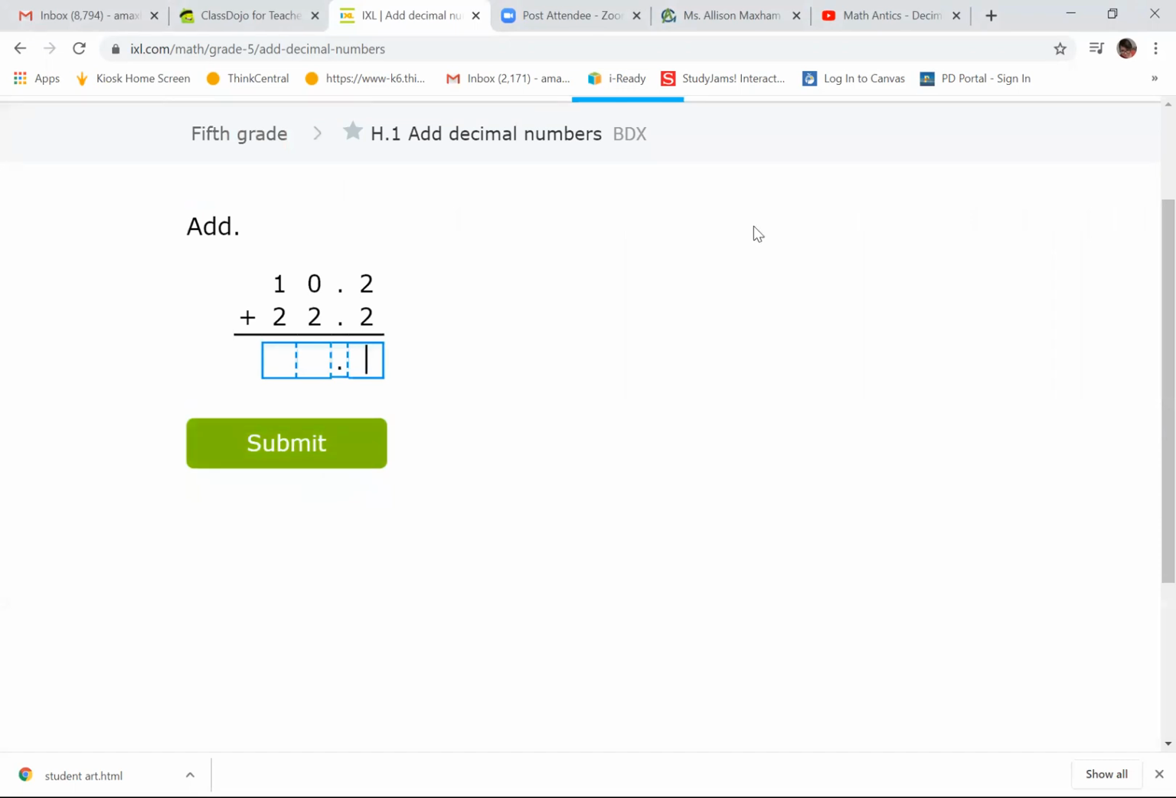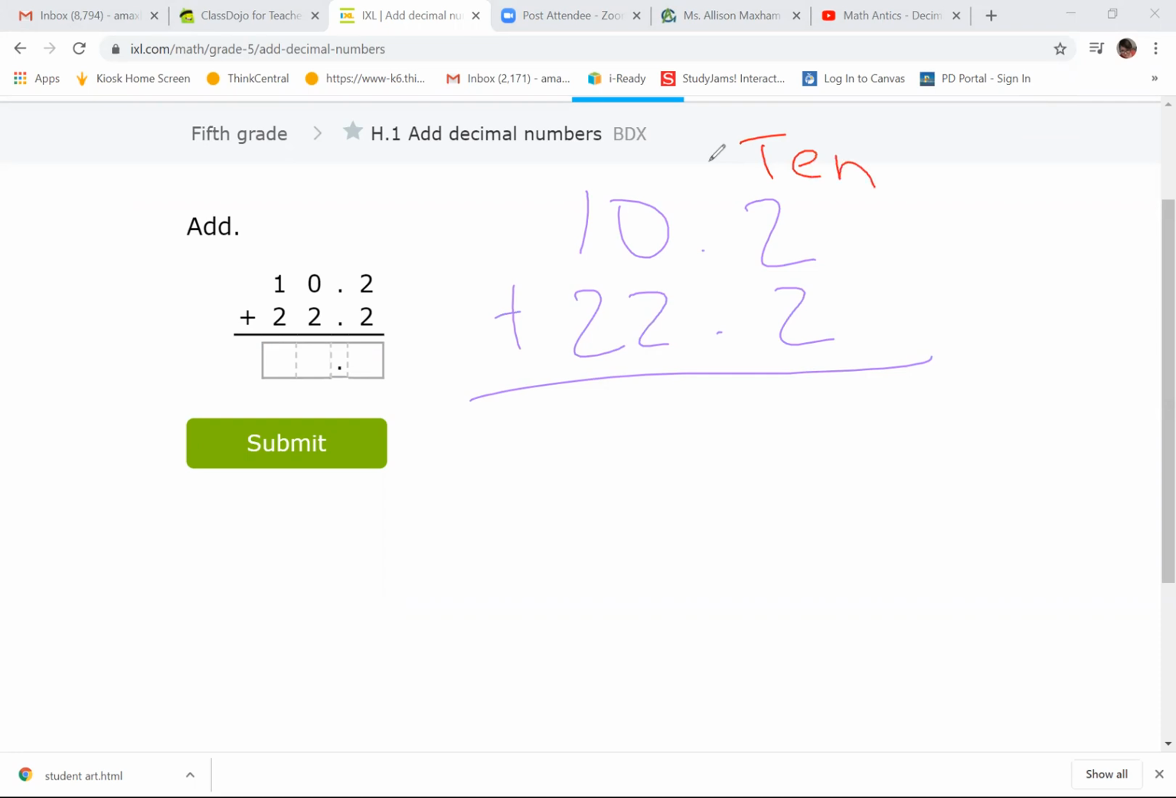All right, now we're getting to some good ones. These are a little bit more challenging, right? Because we have a tens place, a ones place, and a tenths place. And I'm gonna line mine up nice and neat. Okay, let's start in the tenths place. 2 tenths plus 2 tenths is 4 tenths. Let's talk about that ones place. 0 ones plus 2 ones is 2 ones. And then finally we have the tens. 1 ten plus 2 tens is 3 tens.